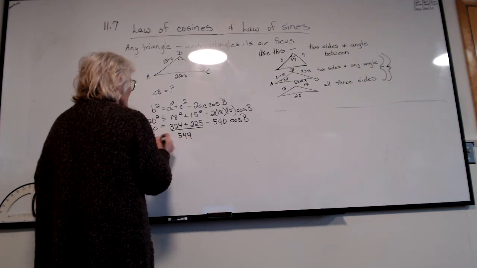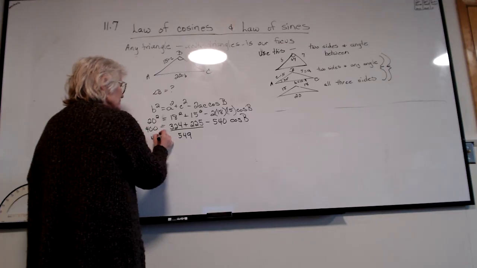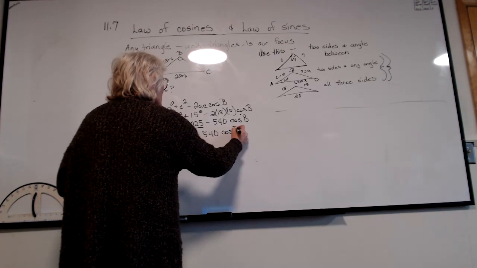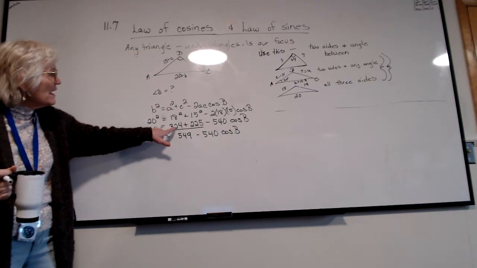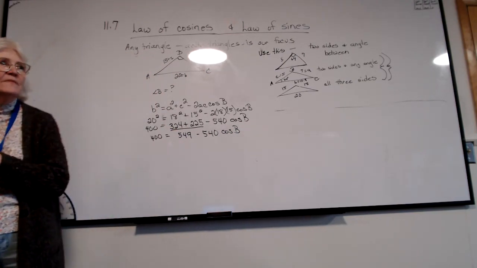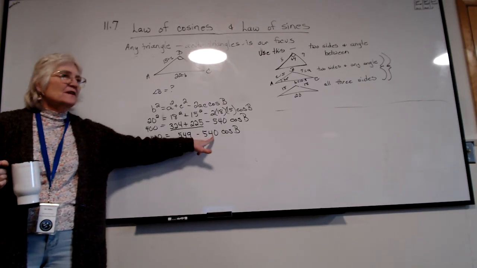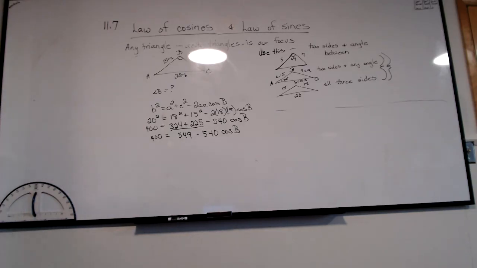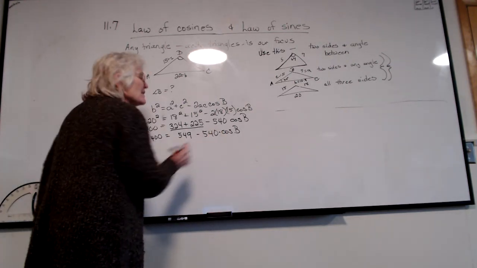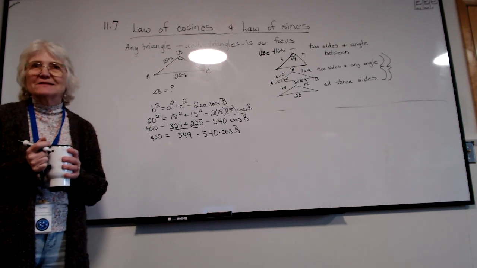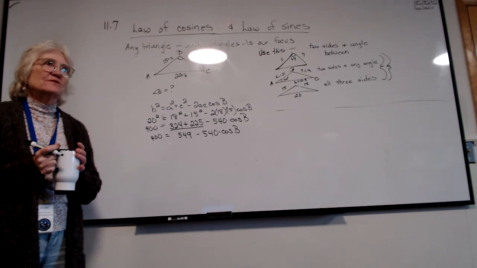But let's look at 549. Does everybody agree that I got that correct? Is that right? 549, okay. Now, can I do 549 minus 540? No. Why? Because this has got a multiplication by the cosine. Exactly. I cannot do that subtraction because we do multiplication first, okay?